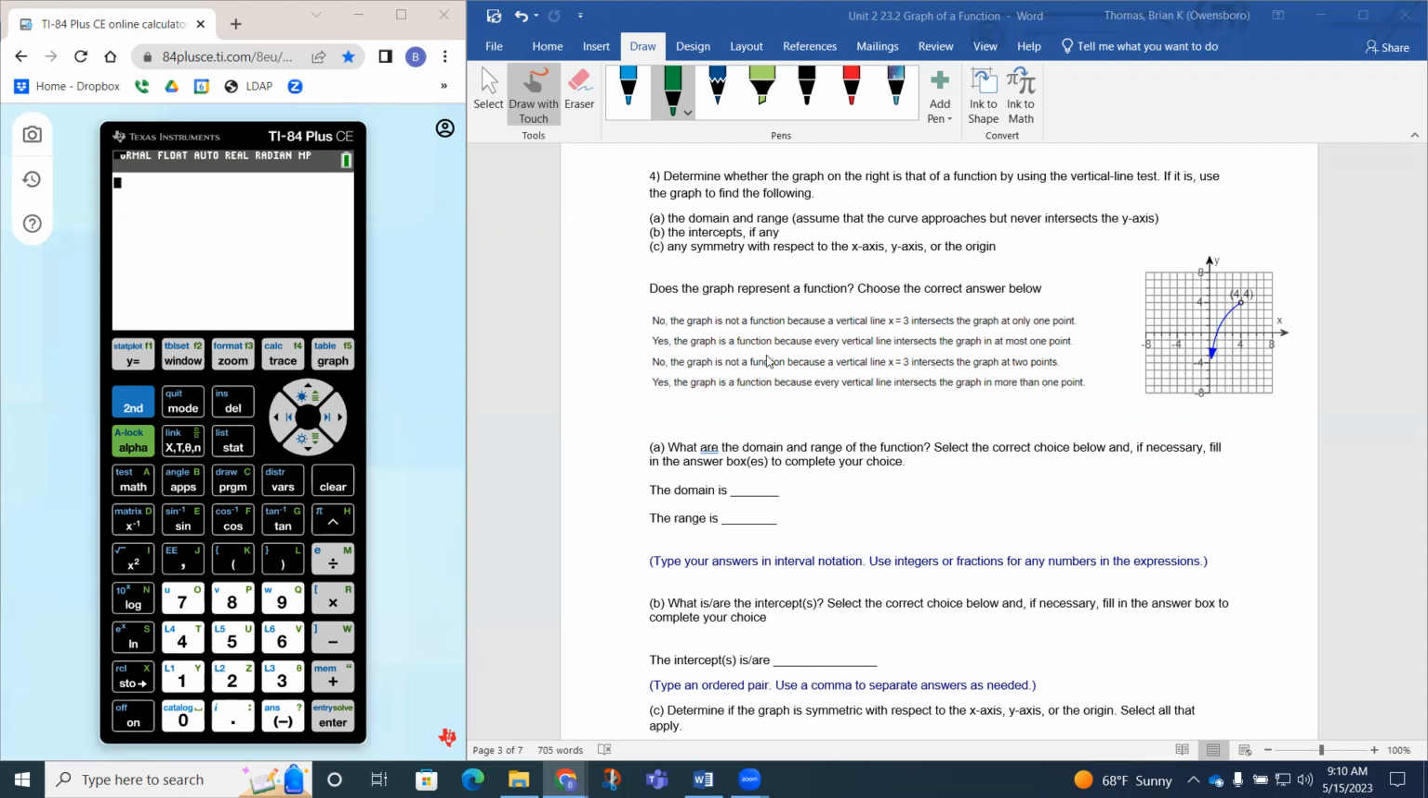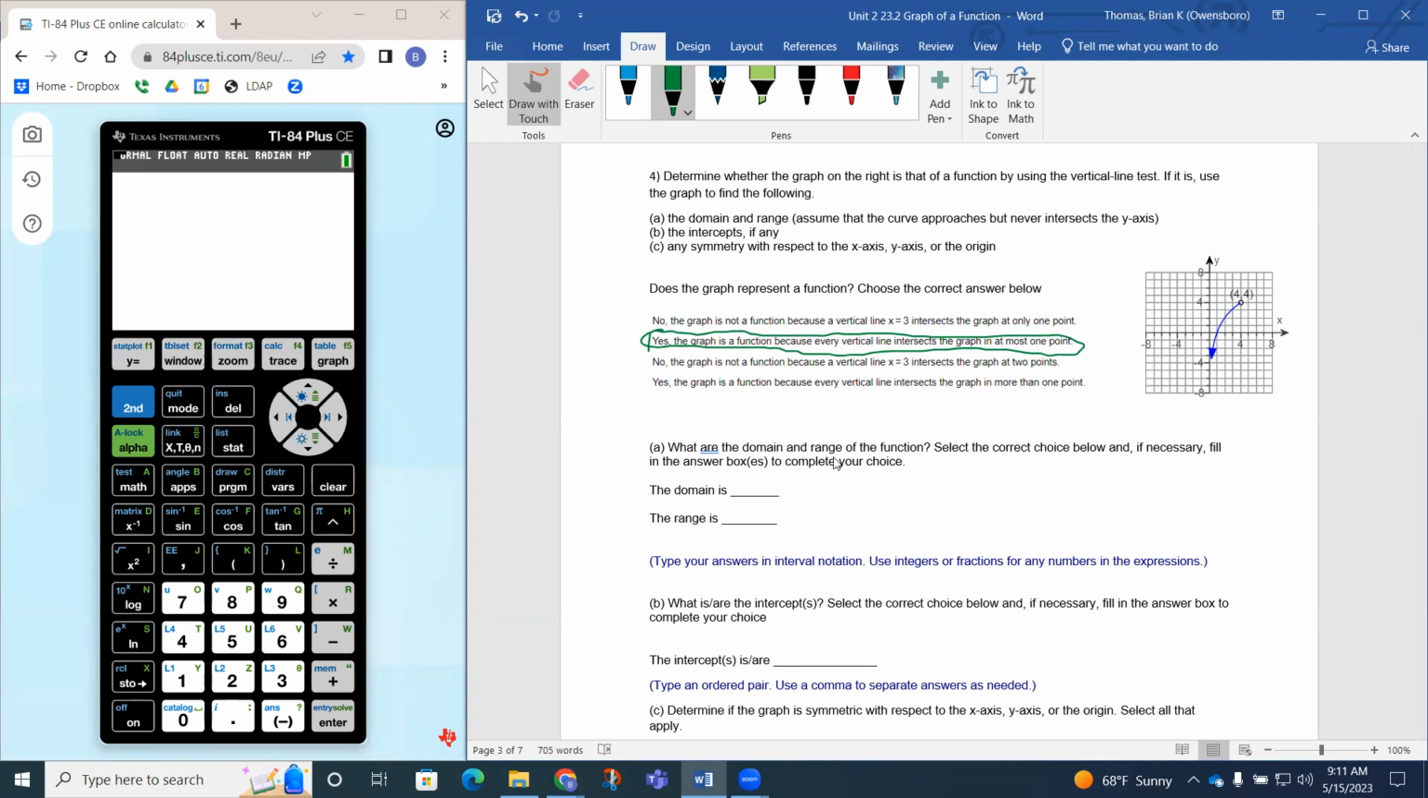So yes, the graph is a function because every vertical line intersects the graph at most one point. That sounds pretty good. That's what this other yes is. Yes, the graph is a function because the vertical line intersects the graph in more than one point. No, that's not what it does. It has to touch just one point. So that would be our best choice there.